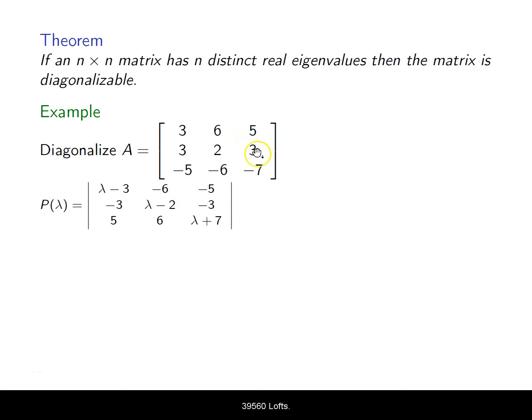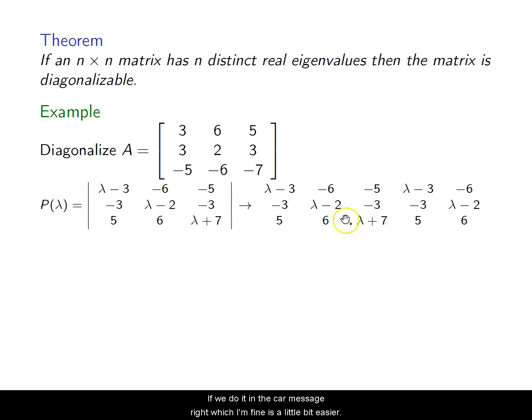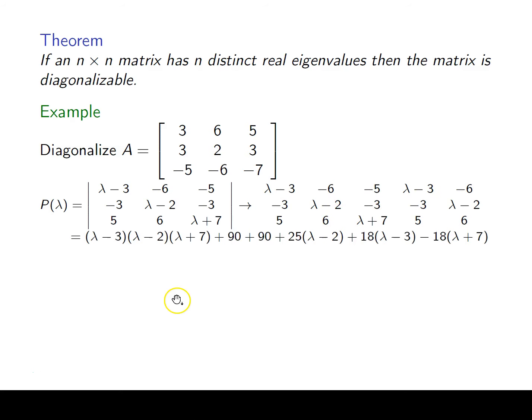Okay, 3, -5, 6, these are all opposites. And then there'll be lambda minus your diagonal entries. So finding this determinant is, if we do it in the column method, which I find is a little bit easier, you just go across these diagonals and across these diagonals. Okay, so we have these three, 1, 2, 3, and then these three, which is 30 and a 3, so that's 90. And then that same thing again, 5 and 6 is 30, and another 3 is another 90.